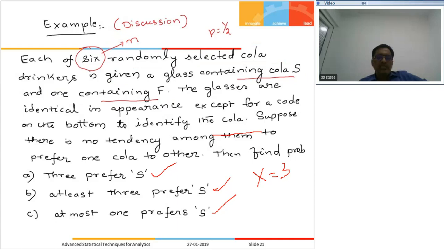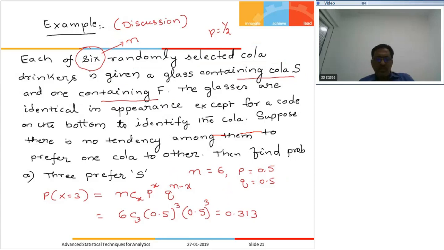Now, getting further, once we are able to identify the parameters, it is very simple here. N is 6 and the probability of success is 1 by 2. Automatically, Q is also 1 by 2, the probability of failure. Getting into the problems, 3 prefer yes. That means P of X equal to 3.